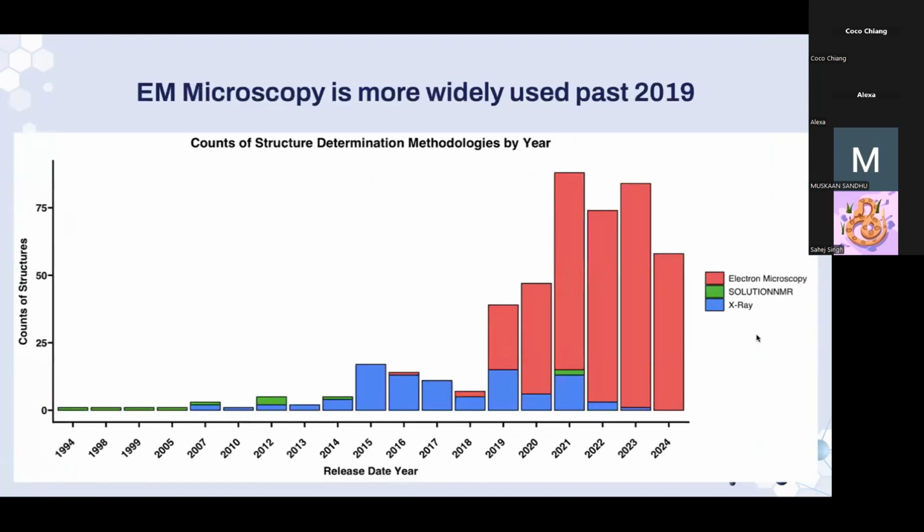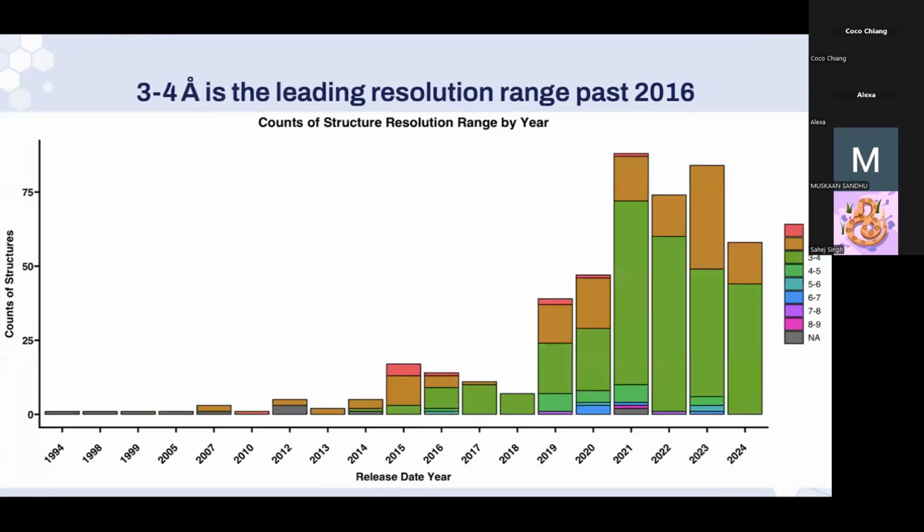And this is the graph that has the structure determination methodologies. Again, we are unsure if the data that we have is correct, and we would really appreciate some help on the web scraping part of this project just to ensure that we have accurate data. But from what we have so far, the most common structure determination methodology is EM, followed by X-ray, and then some of the few earlier structures were obtained through solution NMR.